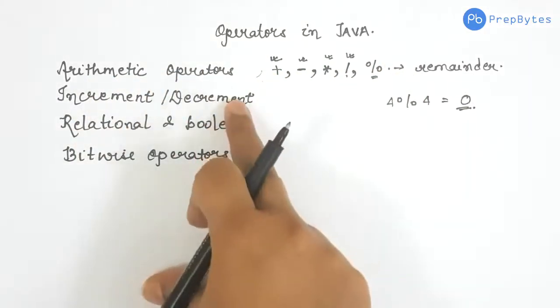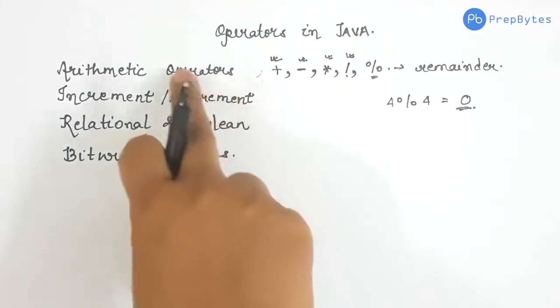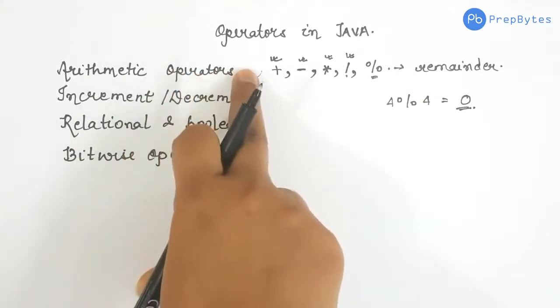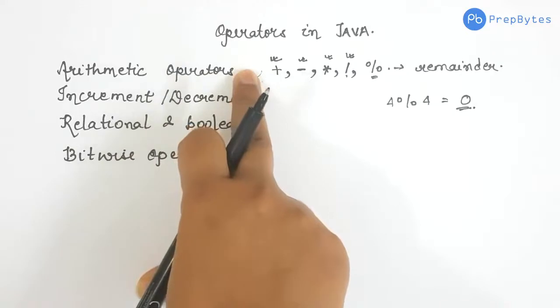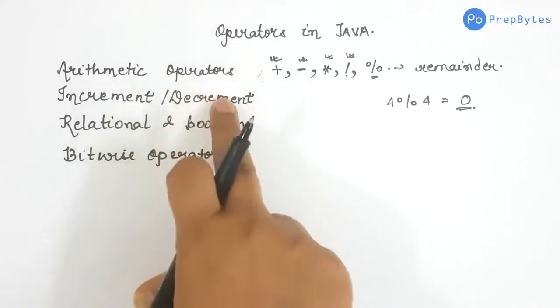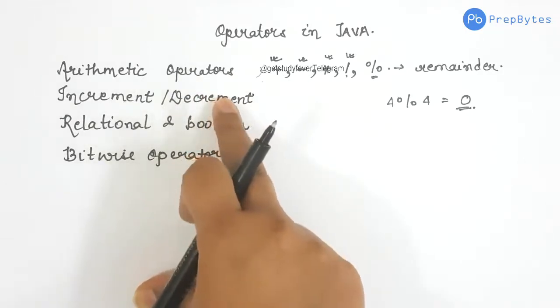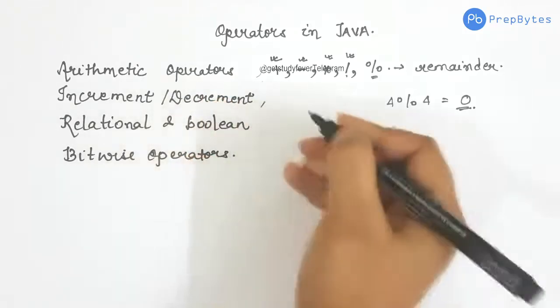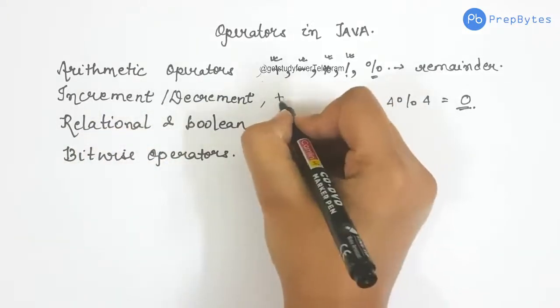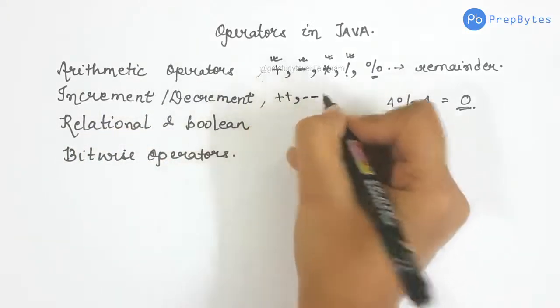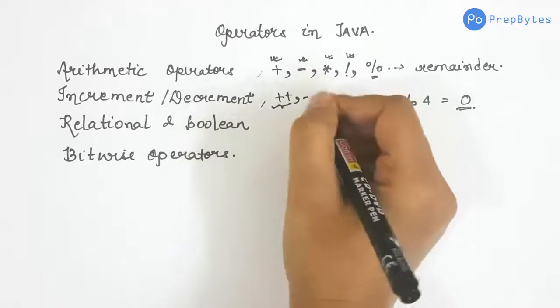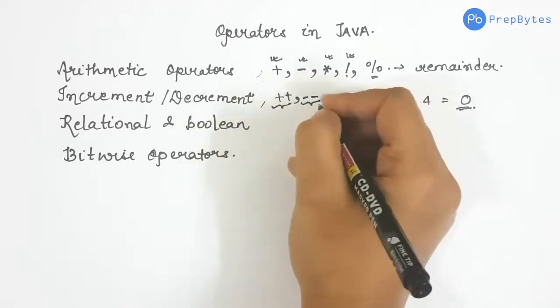Then we have increment and decrement operators. These arithmetic operators are binary operators, meaning they operate on two numbers. Whereas this increment decrement is a unary operator that operates on a single number. So what is this increment decrement? It looks generally like this. This is double addition and this is double subtraction.